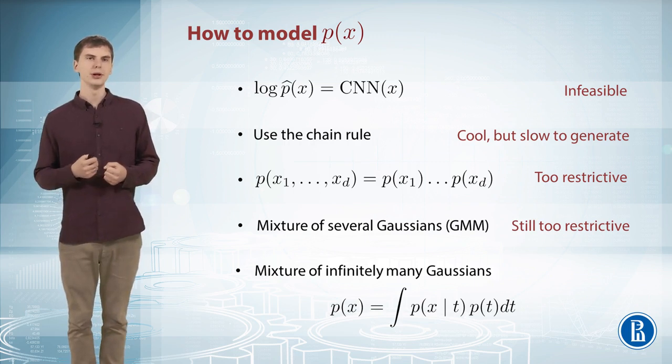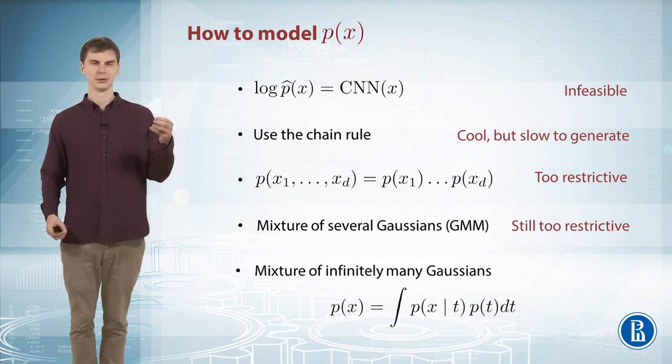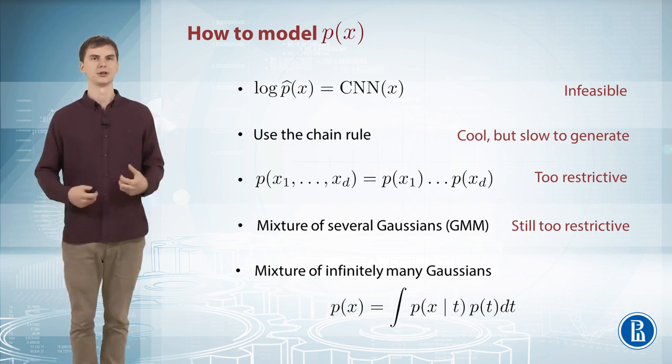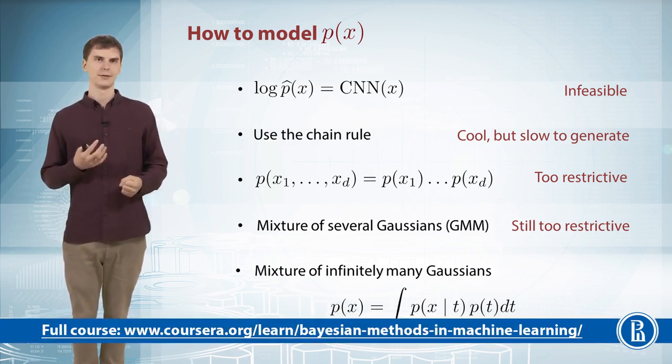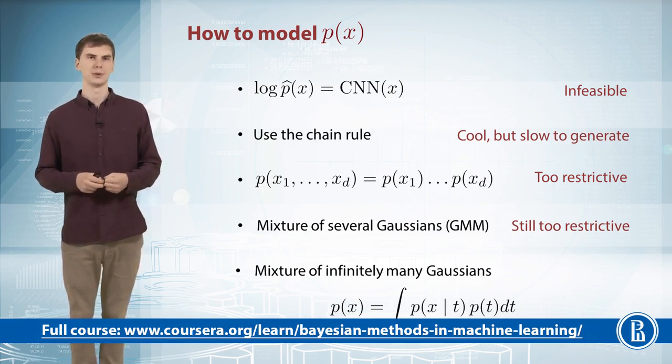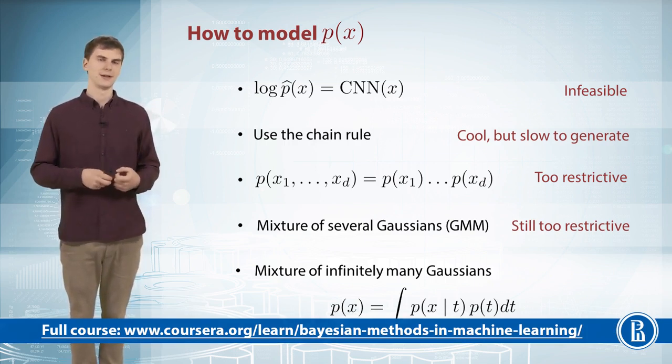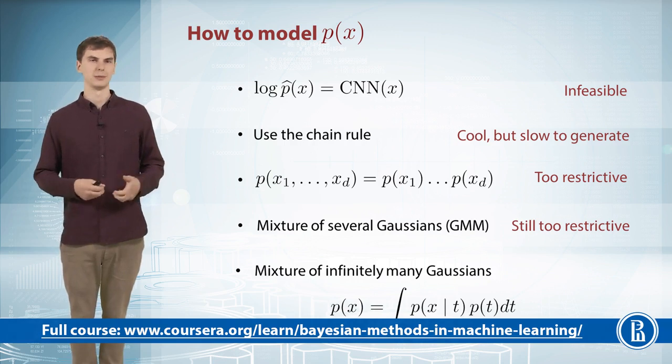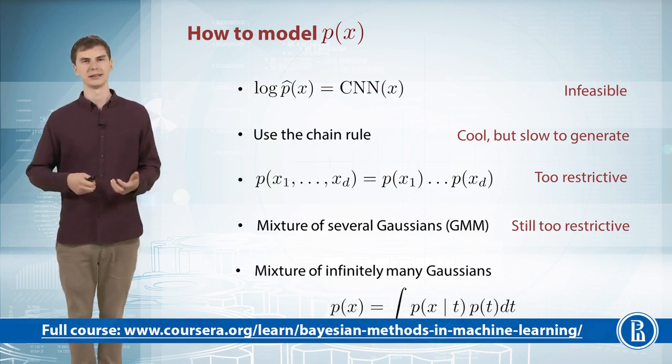Note here that even if the Gaussians are factorized, so they have independent components for each dimension, the mixture is not. So this is a little bit more powerful model than the Gaussian mixture model. And we will discuss in the next videos how we can make it even more powerful by using neural networks inside this model.